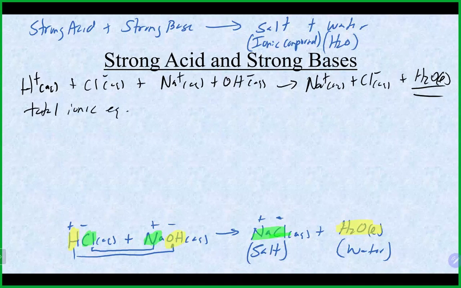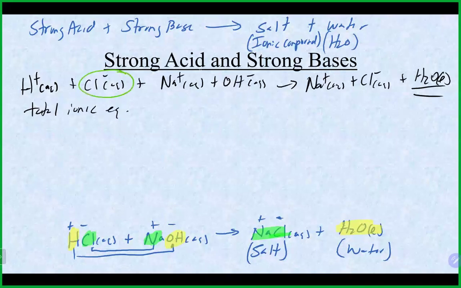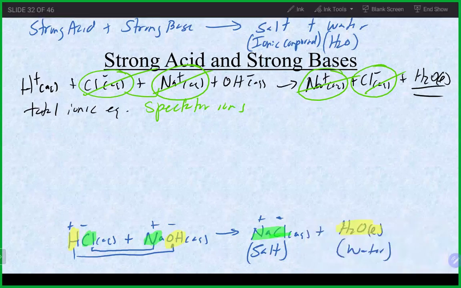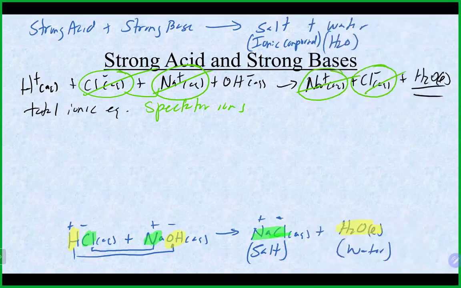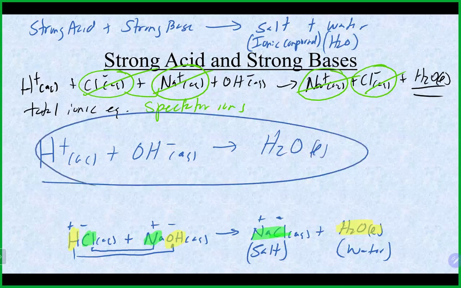Once again, we could look at this and see our spectator ions, which are chloride and sodium, the same on both sides. Those are our spectator ions. If we cancel those out on each side, we get our net ionic equation, which is essentially what is happening in this reaction: the H plus from our acid goes to find the OH minus from our base, and they have a super strong attraction to each other, and that makes water. That is our net ionic equation.